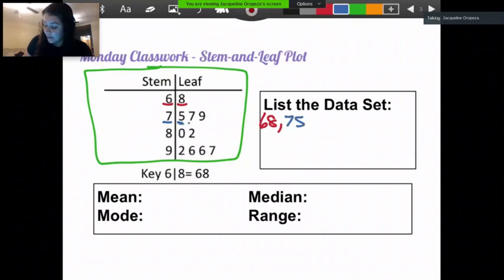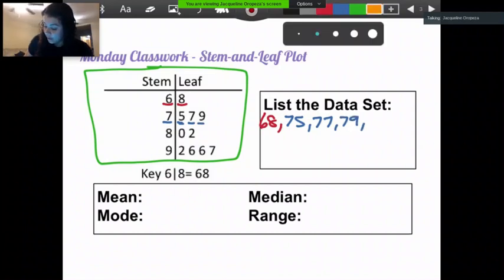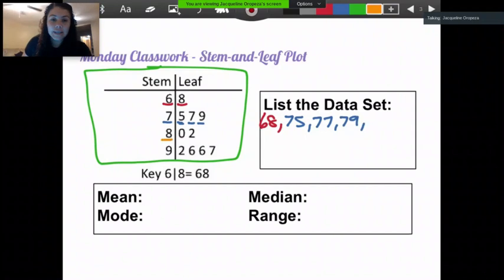Then, since we have a number next to 5, we have a 7. So our next number would be 77. Then we have a 9. So our next number would be 79. Then we move on to our third number underneath stem. We have an 8. Our first number underneath leaf is 0, so our next number would be 80. Then we have a 2, so we would have an 82.